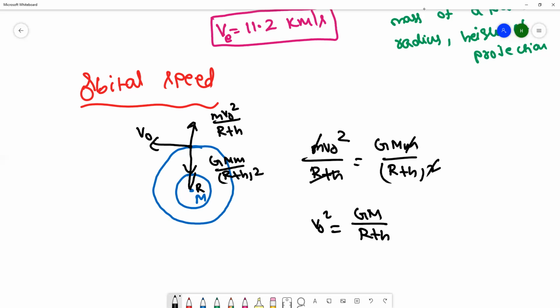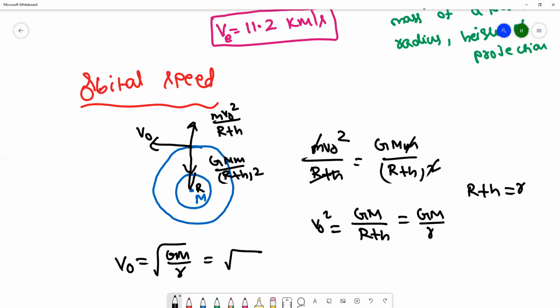You can consider R plus h as a small r. So v naught square equals GM divided by r. So v naught is equal to square root of GM by r. Otherwise, instead of that, you can write GM equal to gR square, so square root of gR also we can write.